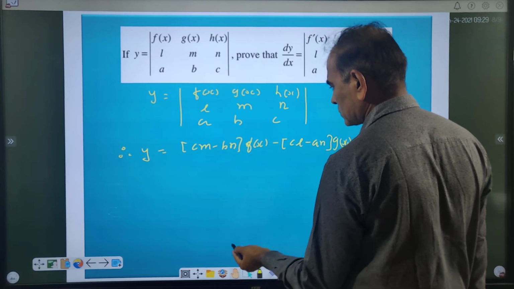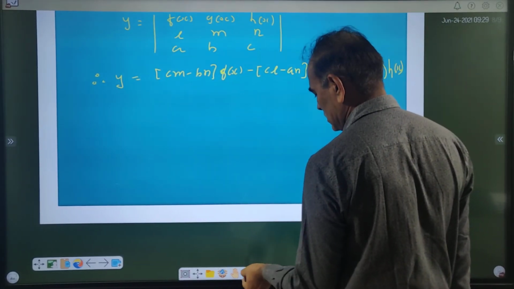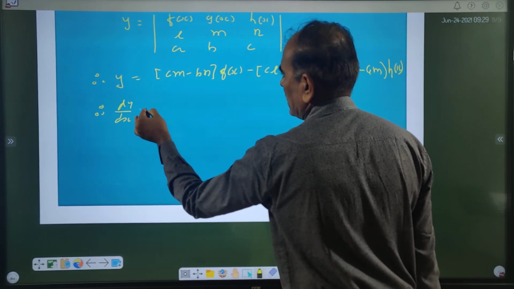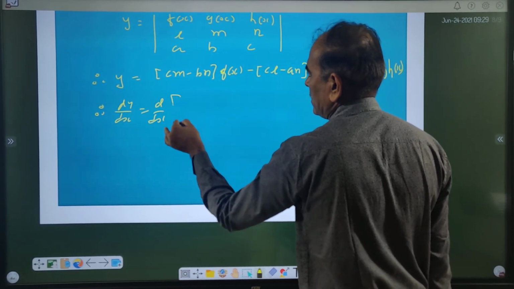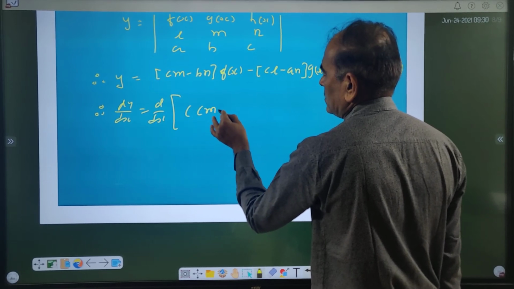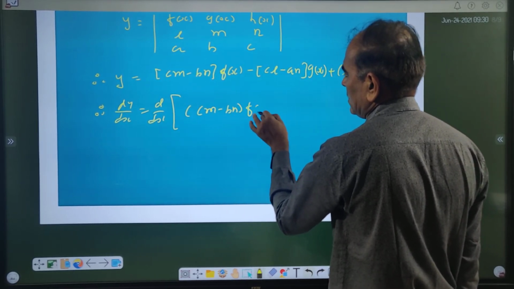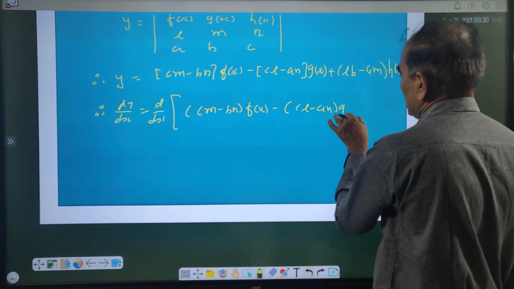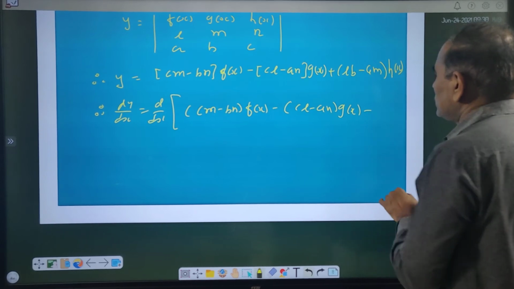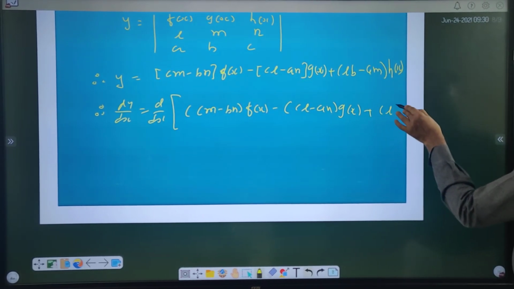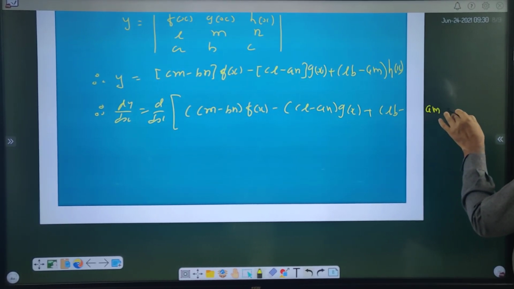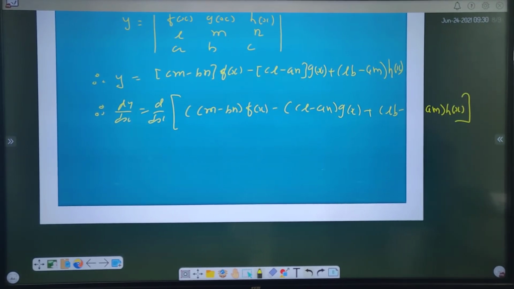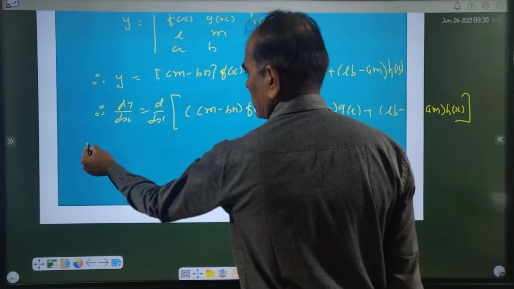Now what do we do? Nothing. Just differentiate with respect to x. And therefore dy by dx is equal to d by dx of all this bracket: (Cm minus Bn) into f(x) minus (Cl minus An) into g(x) plus (Lb minus Am) into h(x). Yes or no? Yes. So what do we get?